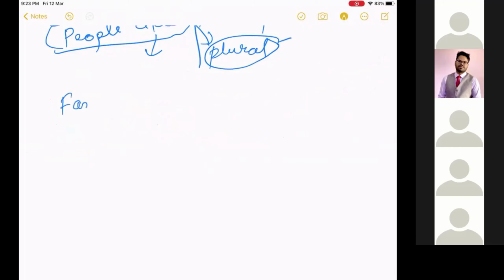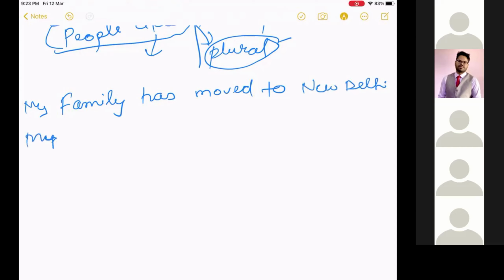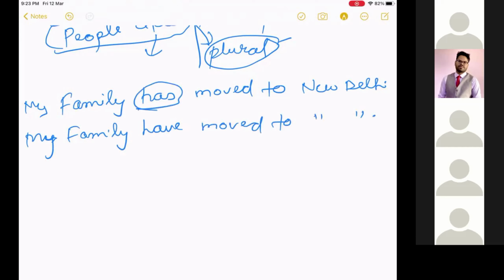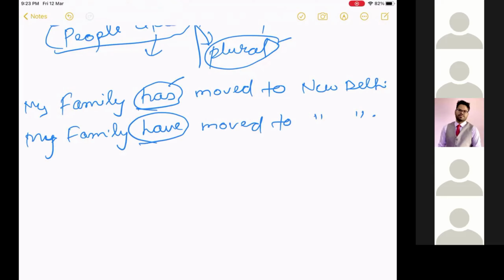If we talk about family, let's say my family has moved to New Delhi, or my family have moved to New Delhi. Which one is correct? Second one. Has is singular, have is plural. I think the second one is right. Have. Anyone else? Has. Sir, may I? My family has.